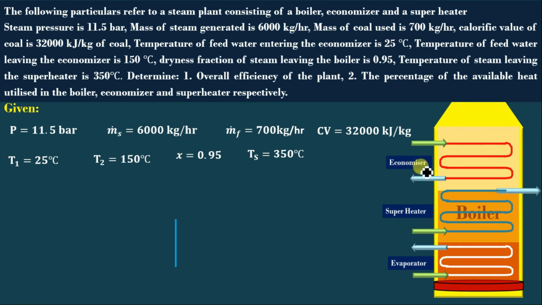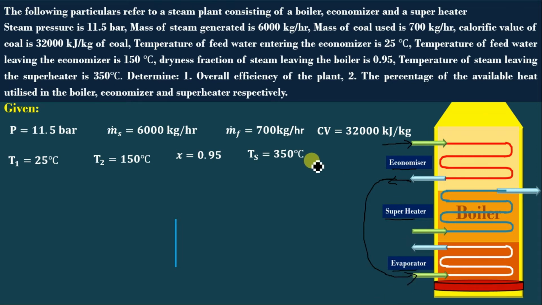Here we have the boiler. In the boiler we have economizer, superheater and evaporator. Remember, initially the water enters the economizer, where it absorbs heat from the waste flue gas coming from the boiler and increases the temperature of the inlet water. That's why we call it economizer. The outlet temperature of the economizer will be higher than the inlet temperature. After the economizer, the water enters the evaporator.